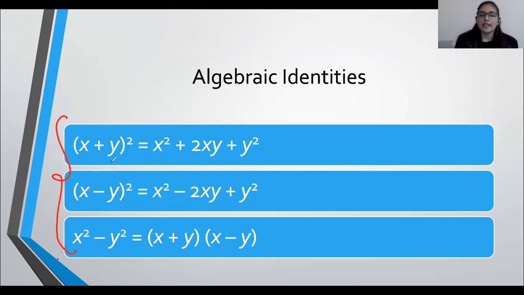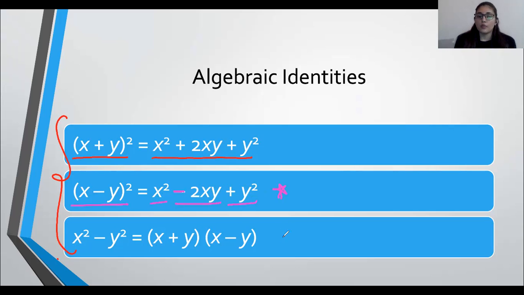The first identity is x plus y whole square. Whenever you get x plus y whole square, you can open the bracket as x square plus 2xy plus y square. Simple. Now the second identity is x minus y whole square. Whenever you get this type of term, you can open the bracket as x square minus 2xy plus y square. Here 2xy is with a negative sign. Take care of this.